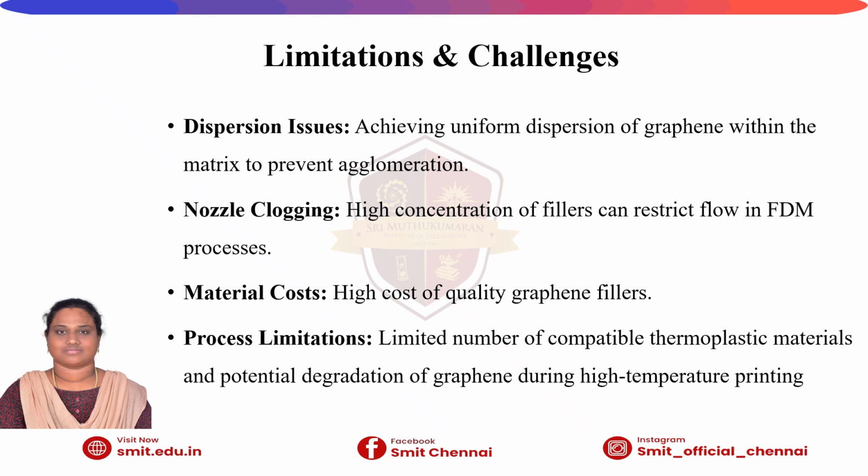In extrusion-based processes such as FDM, high filler concentrations may cause nozzle clogging by restricting material flow during printing. Additionally, the high quality graphene fillers are expensive, increasing overall material cost. There are also process related limitations, including a limited range of compatible thermoplastic materials and the risk of graphene degradation at high printing temperatures, which can negatively affect the final material performance.